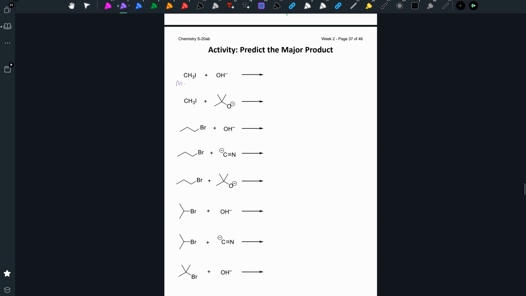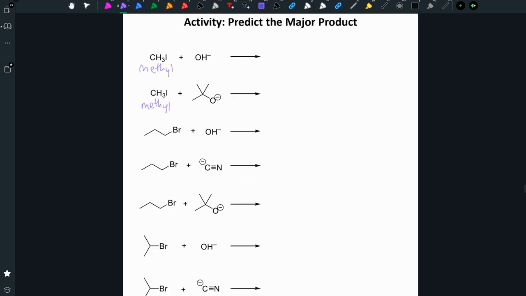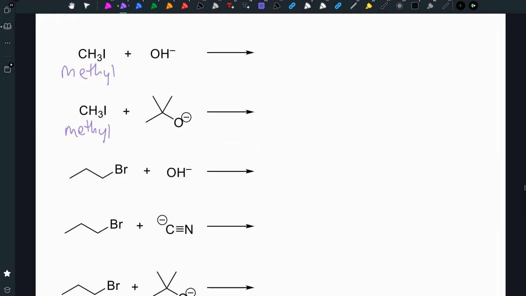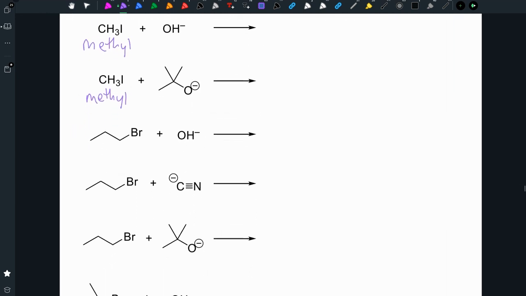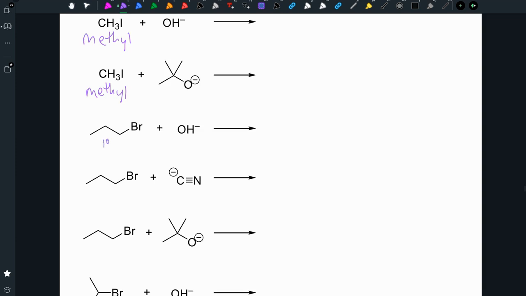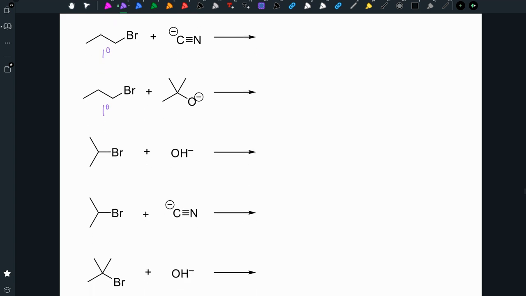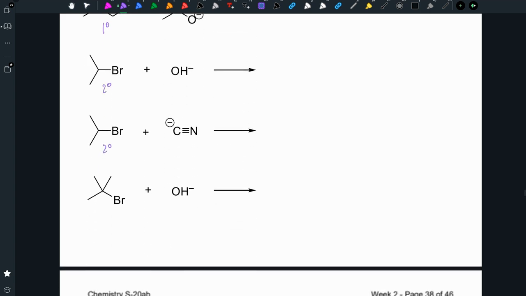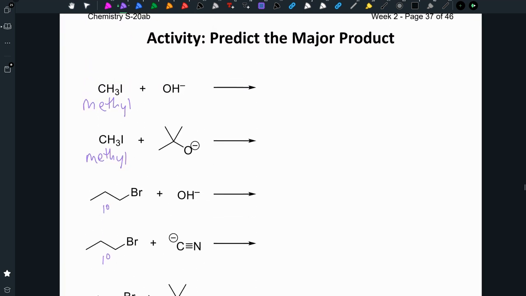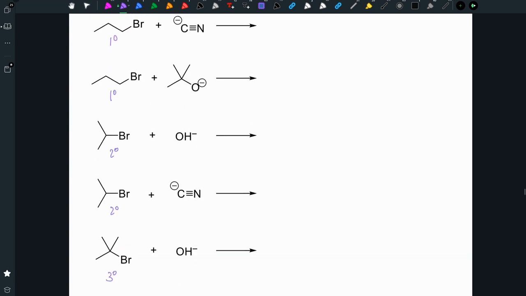Okay, the first thing I'm going to do for each of these is characterize my alkyl halide to start thinking about the sterics. So my first two are methyl halides, then I have primary halides, then I have a couple with secondary halides, and then I've got a tertiary halide. So that's my first step.